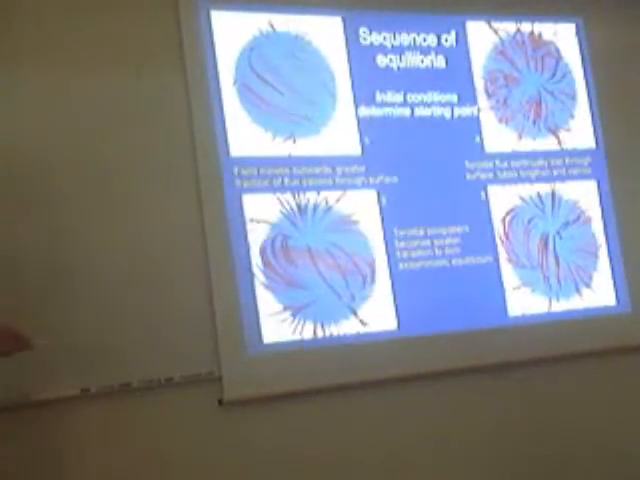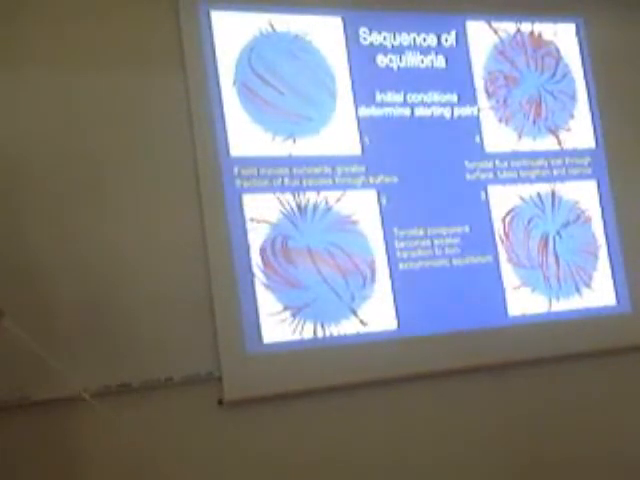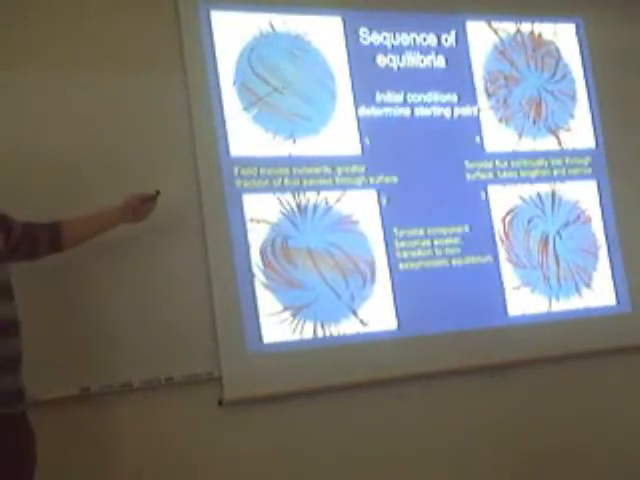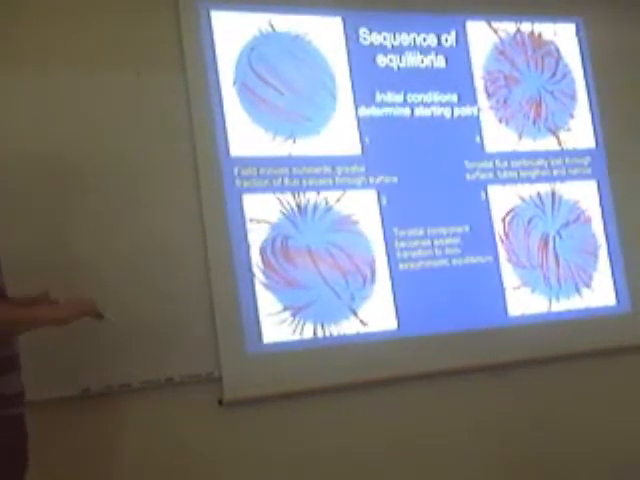So what's the result of these processes? Well, they all seem to have a similar effect, and that is that you move along a sequence of equilibria. All of these are equilibria, and they can all be reached on a dynamical timescale given the right initial conditions. In this equilibrium, we have a field which is fairly well buried into the star, and it's a roughly axisymmetric equilibrium.